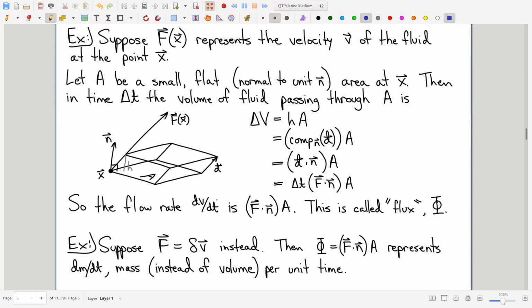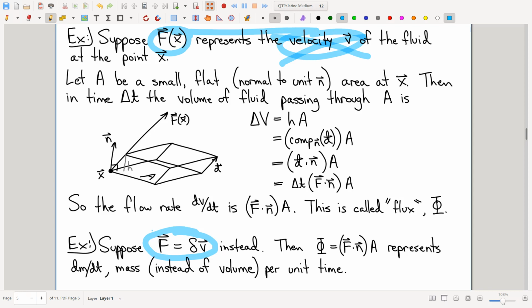opportunity, and that is to consider a different scenario with a different question and what you're going to find is that in a very closely related but importantly different scenario, asking a very closely related but importantly different question, amazingly you get the same answer. So if instead of the vector field representing velocity, what if instead the vector field represents density times velocity?